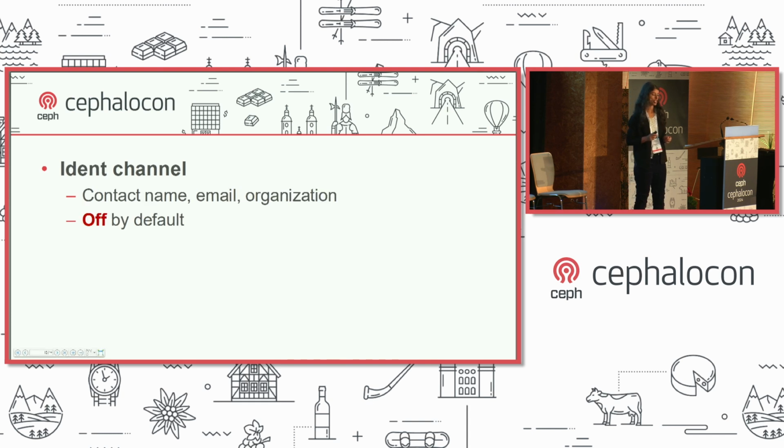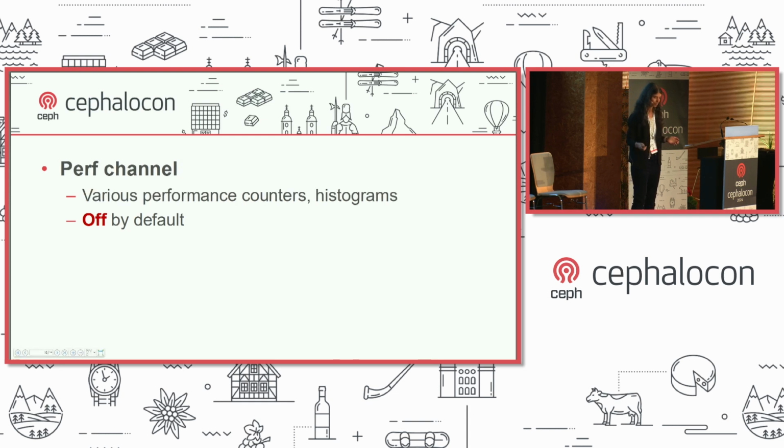We have a couple more channels that are off by default. First one is the ident channel. In case users want to identify themselves, and some users do, we allow them to include the contact name, organization, and email. And we even sometimes use it. If we detect a bug or a crash that we suspect could be a bug, we can actually contact the user if they left their details.